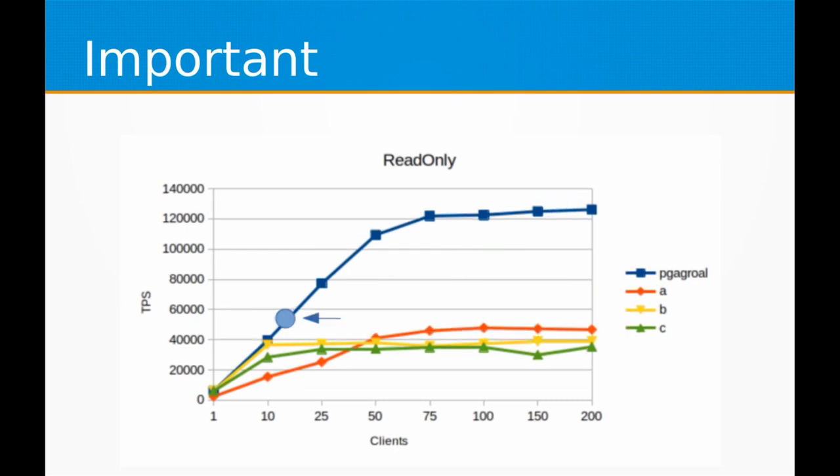The second thing that is important is that pgagroal can reach a transactions per second value a lot sooner than the other pools. This could mean that a much smaller machine can be used for the pgagroal deployment in order to drive the same load.